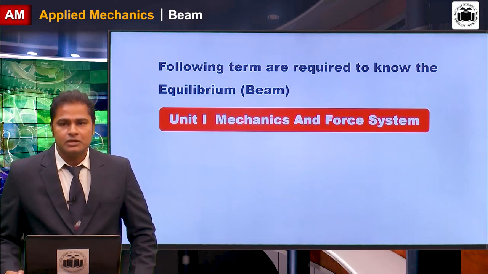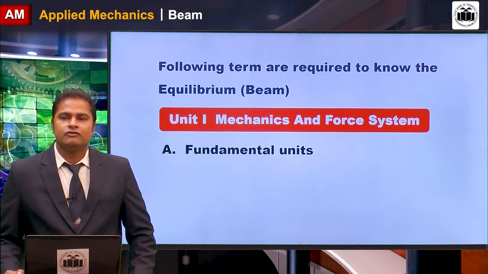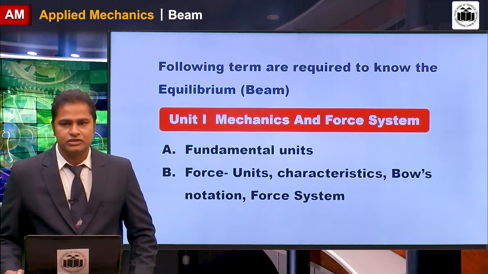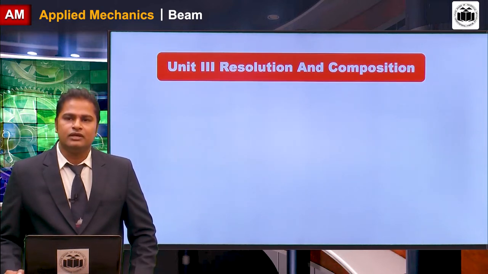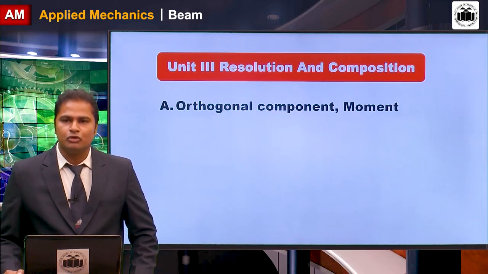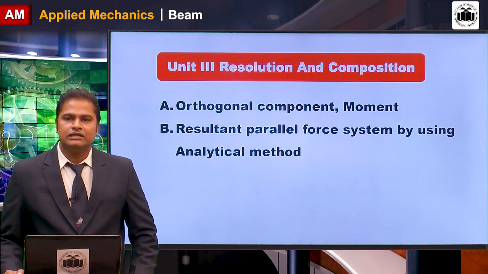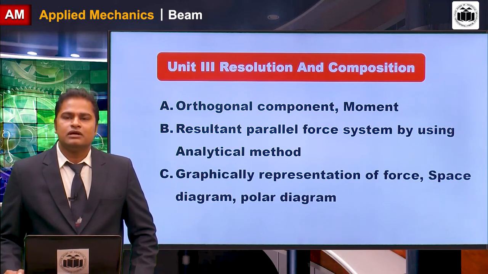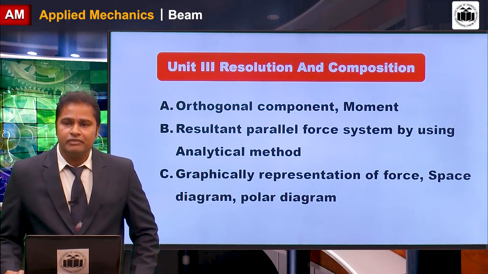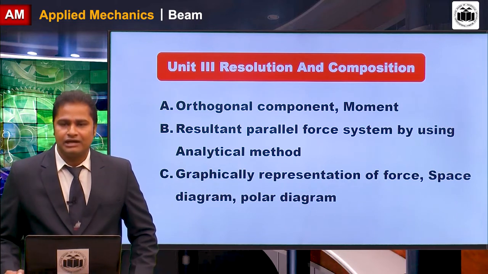Unit 1, mechanics and the force system. Fundamental units. Force, its unit, its characteristics, Bow's notations, force system. Unit 3, resolution and composition. Orthogonal component, moment, resultant of parallel force system by using analytical method. Graphical representation of force, space diagram, polar diagram. These terms are very helpful to calculate beam reactions analytically or graphically.